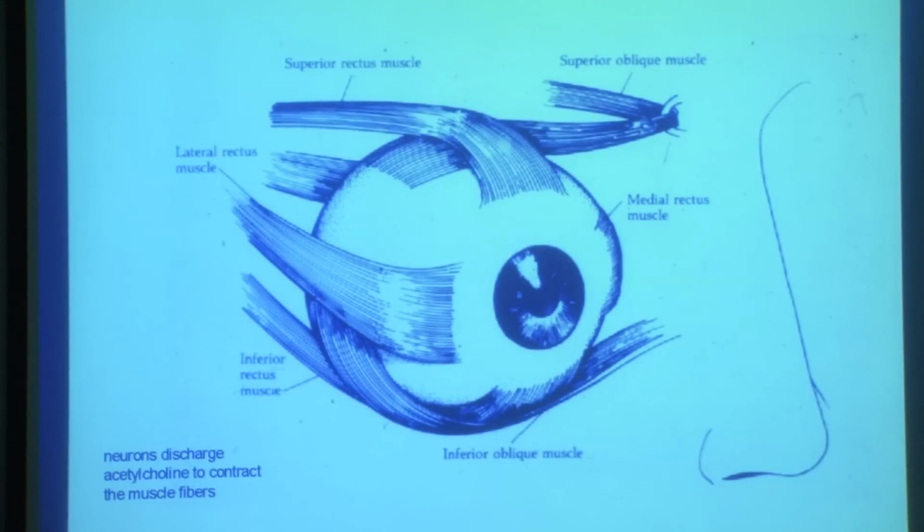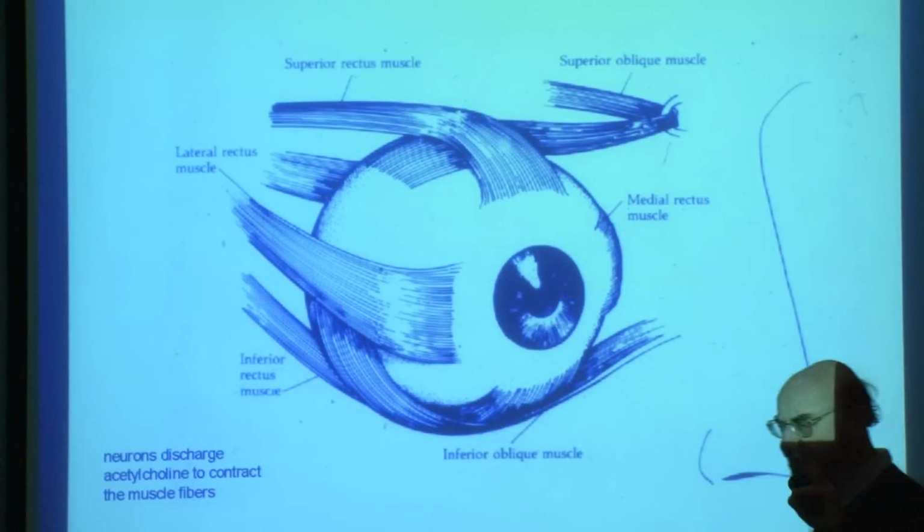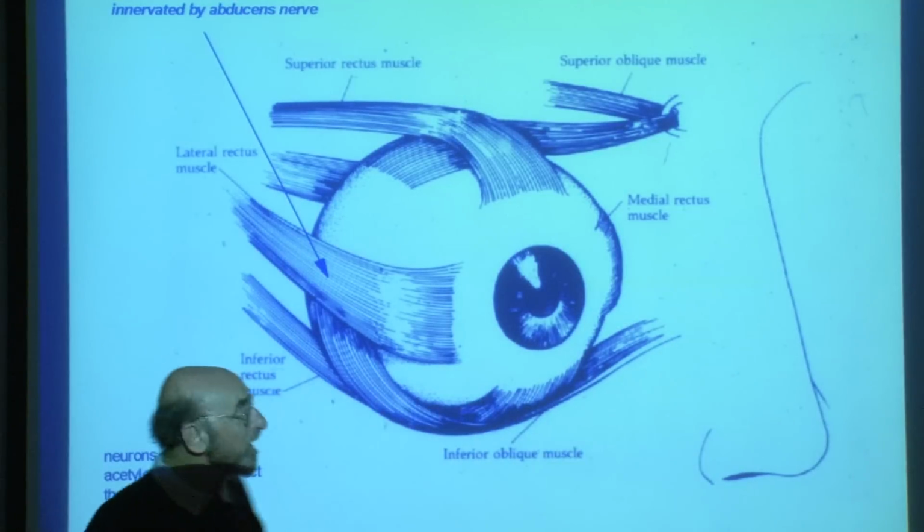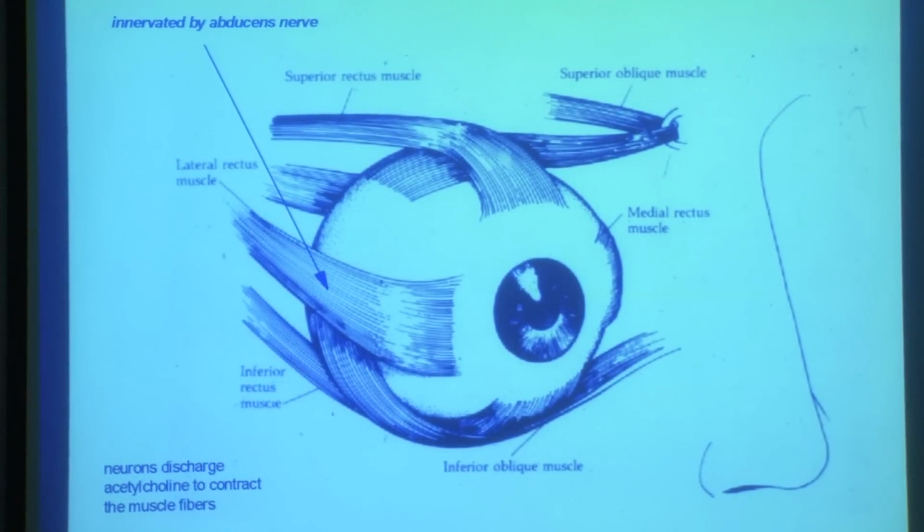But what you probably don't know yet is what are the neurons, where do they come from, in other words, to innervate these muscles? Well, it turns out that there are 3 cranial nerves. How many cranial nerves are there in the brain? 12. Okay? 3 of those, believe it or not, are involved in the control of eye movements. And so we can designate that the lateral rectus is innervated by the abducens nerve. The abducens nerve comes from the abducens nucleus.